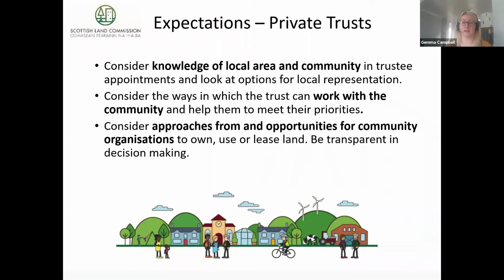And finally, that consideration is given to approaches from community organisations for opportunities to own, use or lease land, and that there is transparency in decision making, that if you're making a decision, you let communities know the kind of rationale behind it, particularly if you're saying no to something.